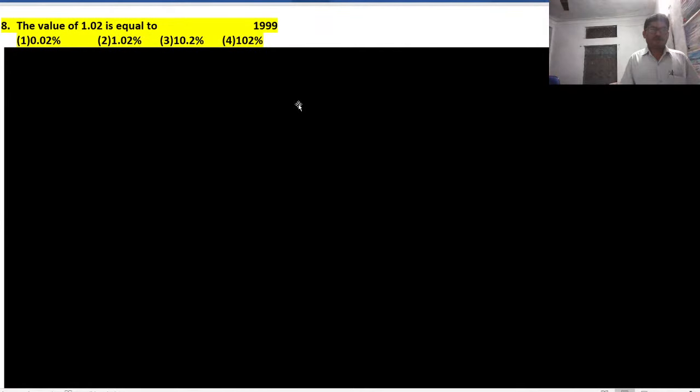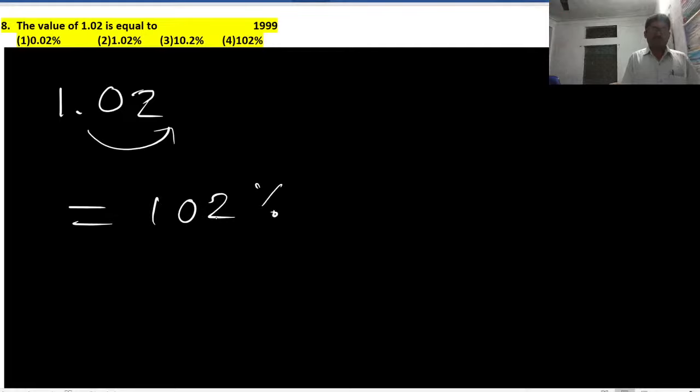Question number 8. The value of 1.02 is equal to what in percentage? To convert, shift the decimal to the right by 2 places, so 102 percentage, option 4.